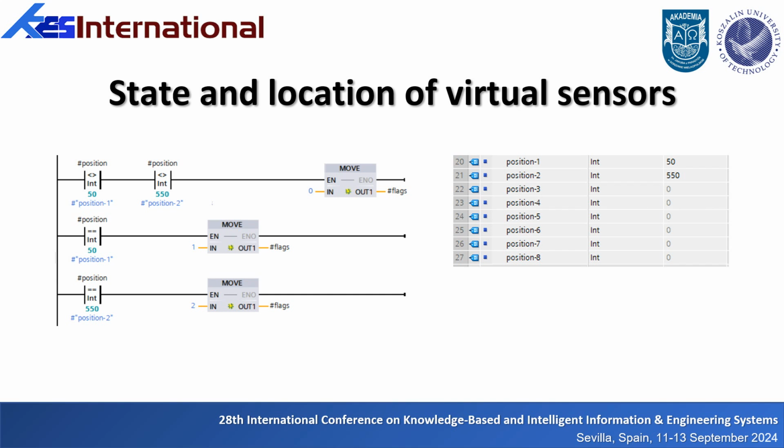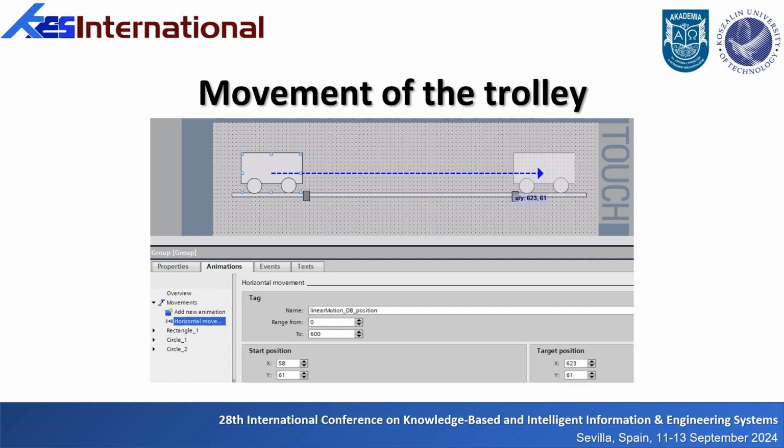The declaration of values representing the position of all sensors was implemented in the line motion block interface as a set of constants with names position 1 to position 8. This makes it possible to work with 8 virtual sensors associated with a single object movement. The next slide shows an example of the visualization of a trolley object using the functionality of horizontal linear shifts.